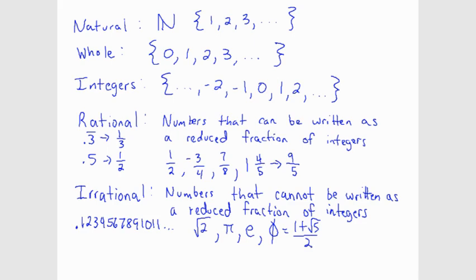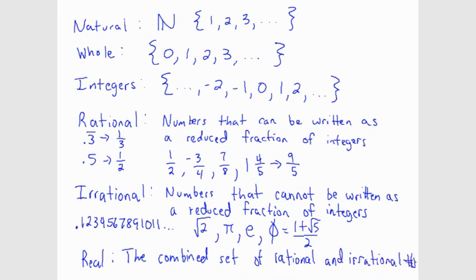And this leads us to probably the most famous number set, the real numbers. This is just the combined set of rational and irrational numbers. There's one more we're going to get into. We're going to talk about complex numbers.